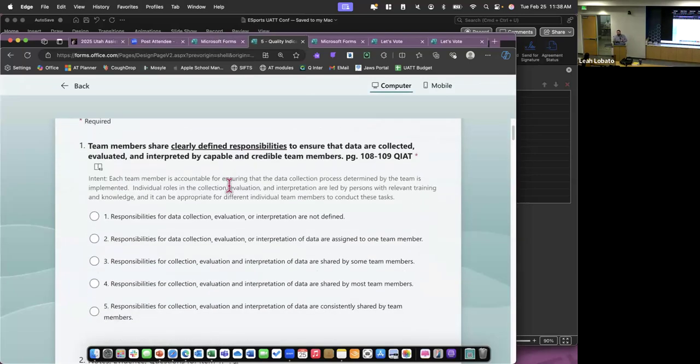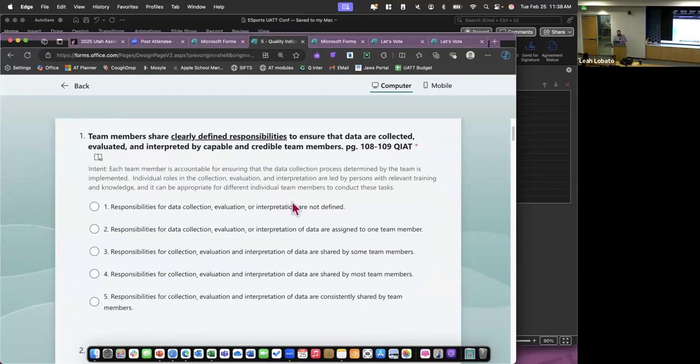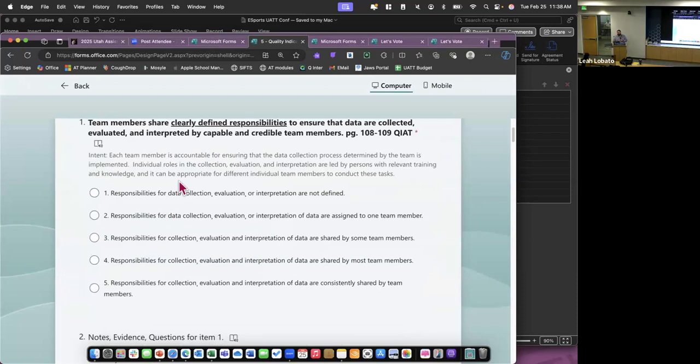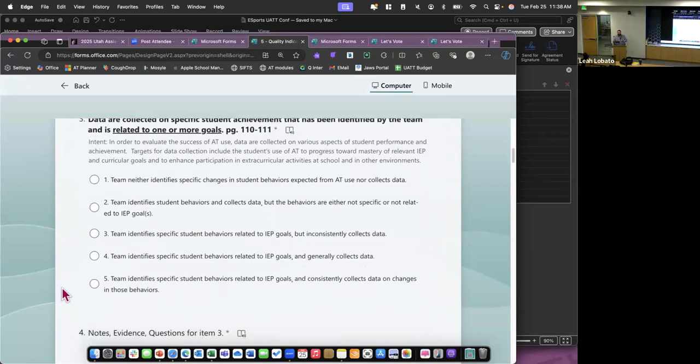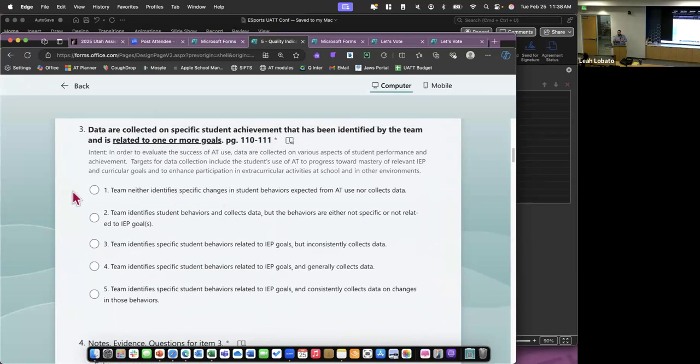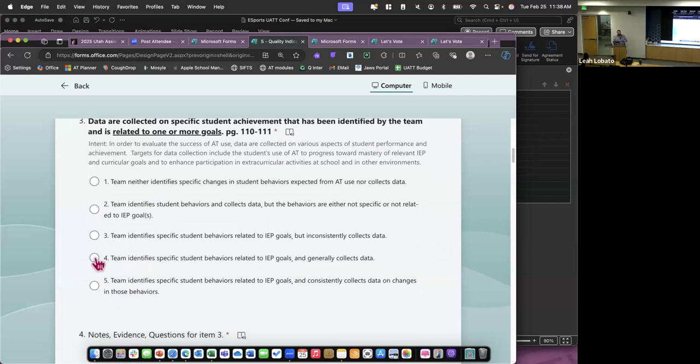Team members share clearly defined responsibilities to ensure that data are collected, evaluated, and interpreted by capable and credible team members. Do we have a good way of actually keeping track of this data? Most of them in my district, most of it's by some team members, usually like a case manager, but that's the appropriate person. Data are collected on specific student achievement that has been identified by the team and is related to one or more of the IEP goals. And I'm going to give us a 4 on that one because most teams are identifying specific student behaviors, reading, writing, communication, etc.